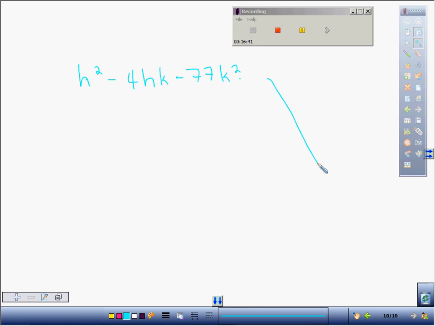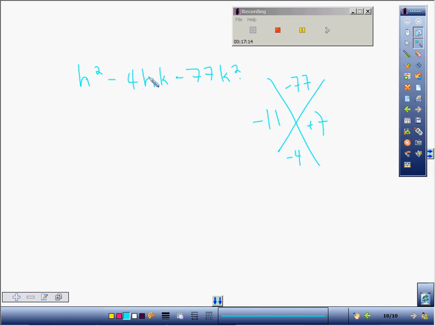All you're really doing is these two numbers still need to multiply to negative 77, and they need to add to negative 4. Okay? So what multiplies to negative 77 and adds to negative 4? 11 and 7. Very good. So which one's positive and which one's negative? Negative 11, and this one is positive.